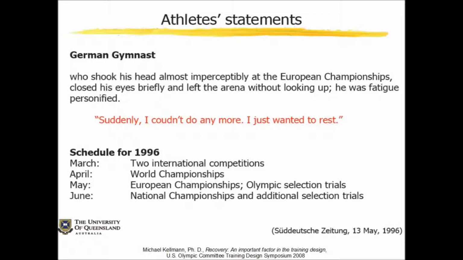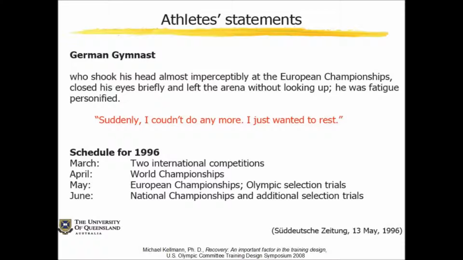These are some statements here that a German gymnast sort of suggested to his coaches after he had completed that schedule for 1996. Suddenly I couldn't do anymore. I just wanted the rest. Now this is what happens when, as I mentioned earlier, we have a lot of high-level competitions back to back to back to back. Now if you look from left to right there, it goes March, April, May, June. So those are high-level peaks within a short amount of time each month. And typically, you don't necessarily want those, that first one, 2 international competitions. Now, that could mean anything.